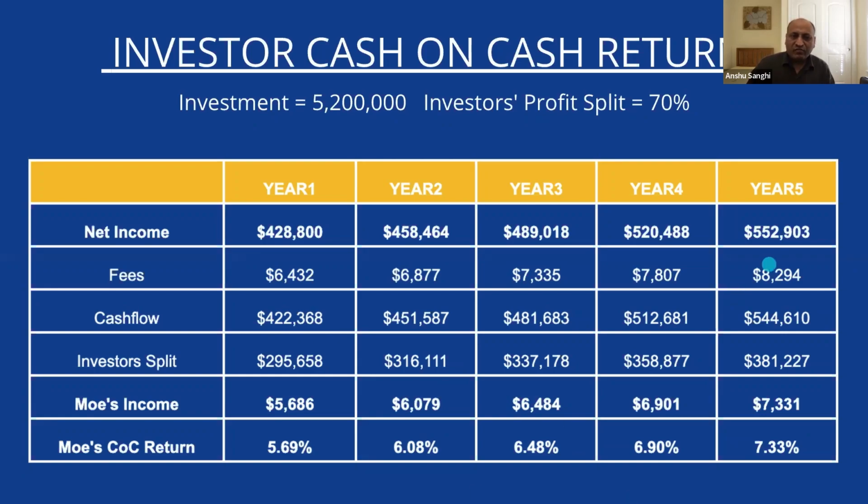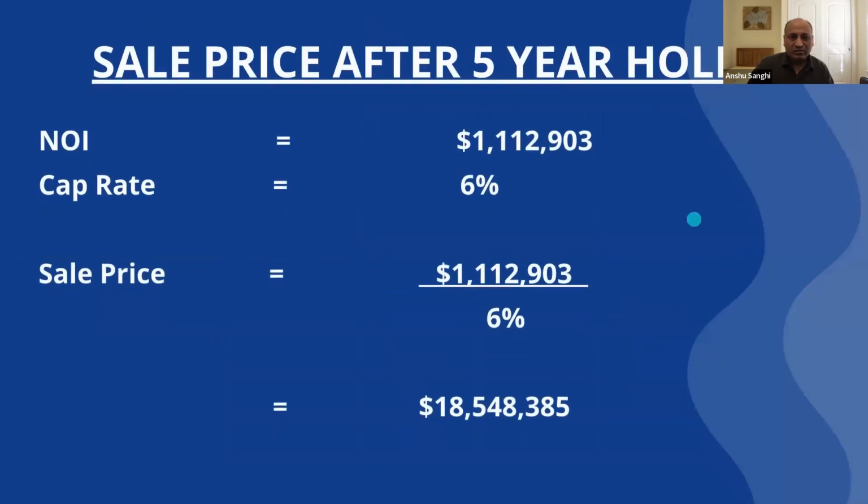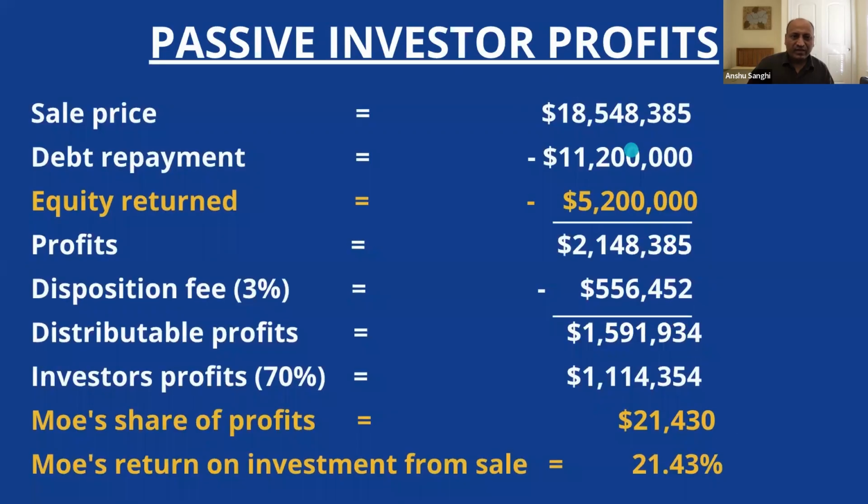Let's say at the end of year 5, when our net operating income is $1.1 million, sponsors decide to sell the property. So net operating income divided by 6% gives us the sale price for the property. This is the sale price at which the property is sold. Out of this 18.5 million, 11.2 million was the loan payable to the bank, so that amount is returned to the bank. And the 5.2 million that was raised from the investors, their original amount is returned. That's where Mo gets his original $100,000 back.